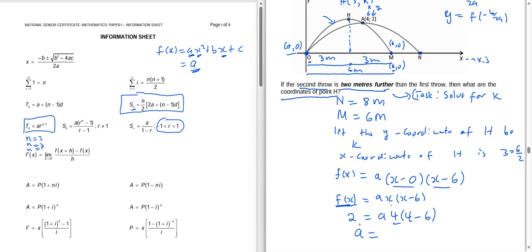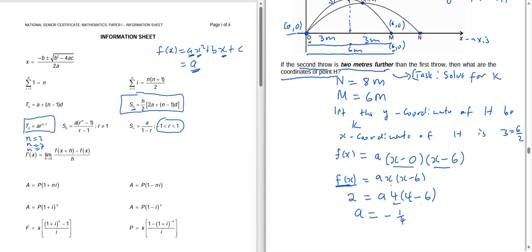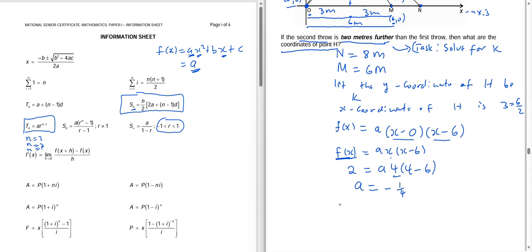Wait, I'm just trying to check. Okay, I said 4 minus 6 is minus 2, yes. Minus 2 times 4 is minus 8. Minus 2 divided by minus 8 is minus 1 over 4. Yes, I'm still on the right track for now. And then it means that our f of x is equal to minus 1 over 4 x times (x minus 6).